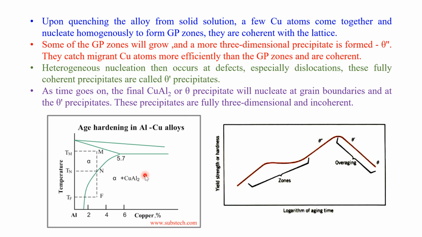And as the incoherency with the lattice increases, these precipitates gain the ability to strengthen the material. Therefore, if we see the plot of yield strength or hardness versus the log of aging time, initially GP zones are formed and not much hardening is taking place, but as we move from theta double prime to theta prime and finally theta, there will be a particular point where maximum aging, or we can say maximum hardness, occurs. It is usually said to be at the beginning of the theta prime precipitate. So that is what happens during age hardening in aluminum copper alloys.